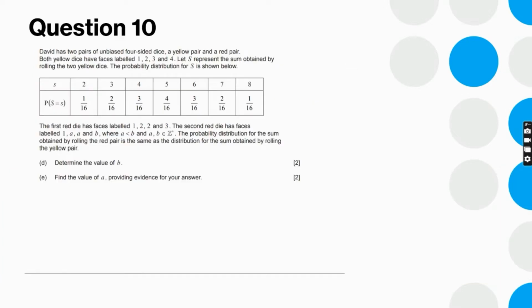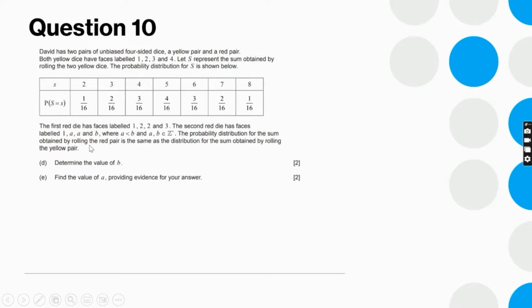In this question, you're required to find the value of B. Basically, David has 2 pairs of unbiased 4-sided dice, a yellow and a red pair. Both yellow dice have faces 1, 2, 3, and 4. So S is the sum obtained by rolling the 2 yellow dice. So this is the probability distribution for that.